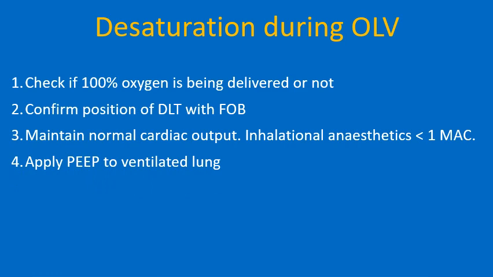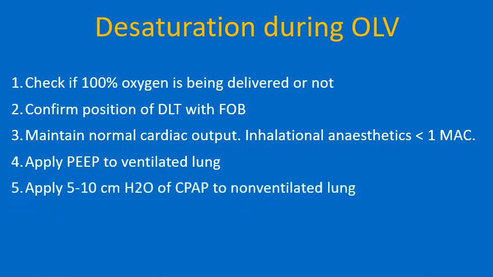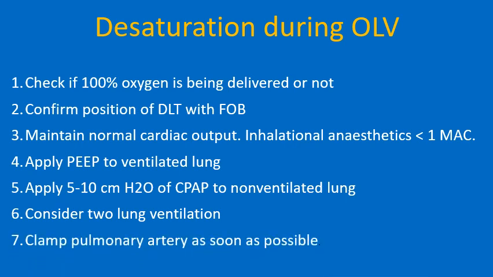And we have to apply PEEP to the dependent lung and CPAP to the non-dependent lung, and also we have to consider intermittent two-lung ventilation. In spite of doing all these maneuvers, if the patient is still desaturating, then the surgeon has to clamp the pulmonary artery, because that is the one which is contributing to the shunt fraction. This is done in patients who are posted for pneumonectomy, that is, clamp the pulmonary artery in patients who are posted for pneumonectomy.